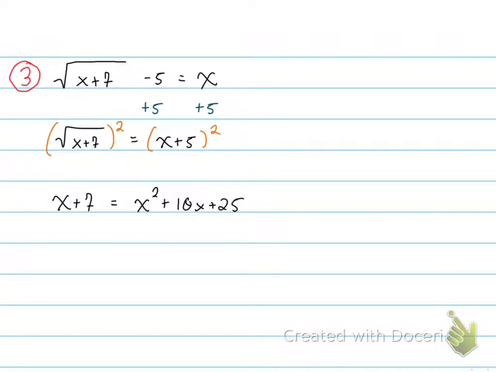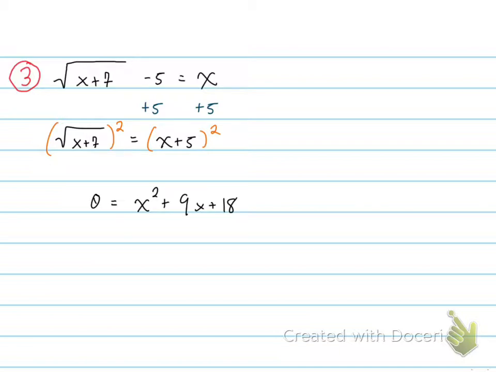And now I have a quadratic equation, so I'm going to use tools that I know to solve for a quadratic all the way back from chapter 4. When I have a quadratic equation, to solve this, I want to move everything to one side. So I'm going to subtract the x on both sides, and I'm going to subtract that 7 as well. So now I'm left with x squared plus 9x plus 18.